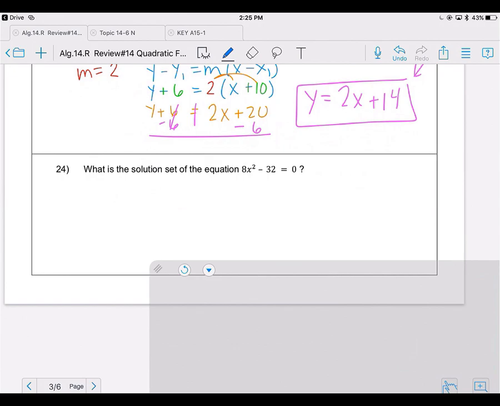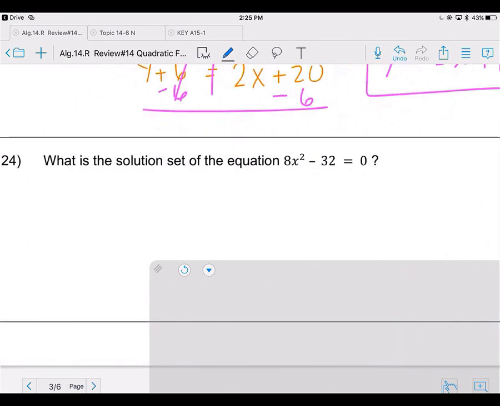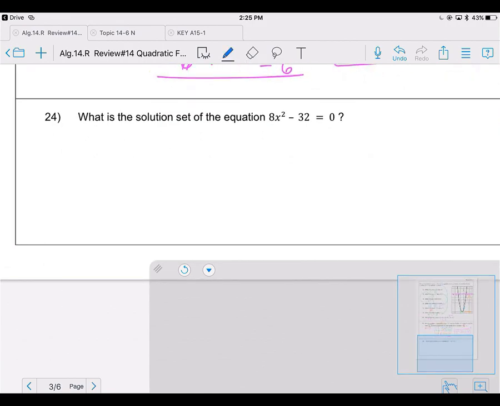Problem 24 is the solution set of 8x squared minus 32 equals 0. So solution set, they're asking us to solve all the way for x. First thing I'm going to do is factor out a GCF. Actually, you know what? It would be a lot easier just to put this in the calculator, huh? Because we need to review those steps anyways.